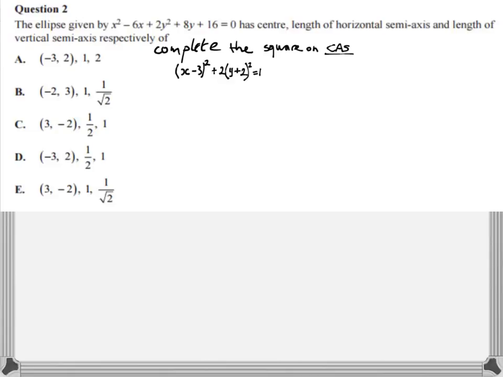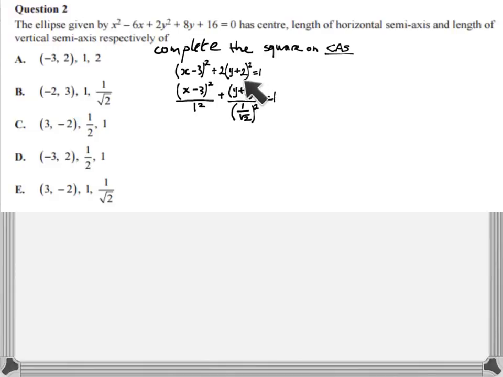Now, from that we have to work out what is the A number and the B number, where the A number is your horizontal semi-axis or horizontal radius, and your B number is your vertical semi-axis or vertical radius. So let's rewrite it. There we go. When it's by itself, it has a denominator of 1. So 1 squared gives you 1, so you've got an A number of 1 there.